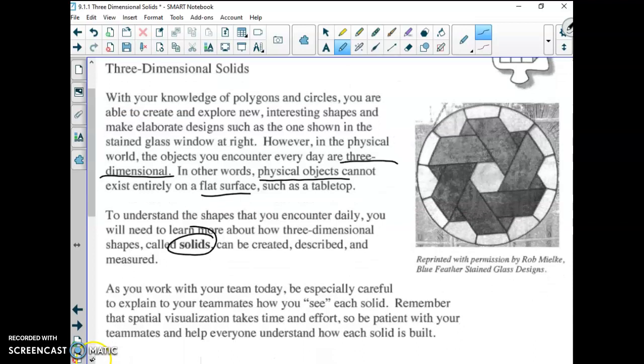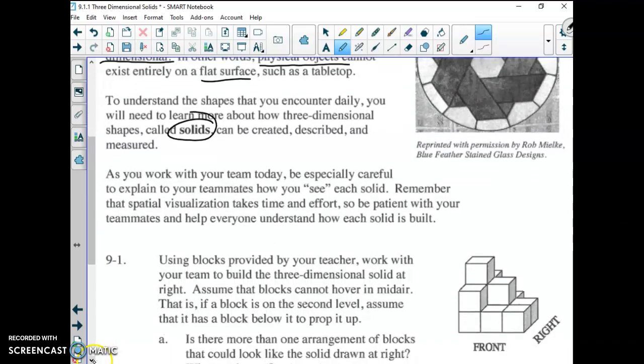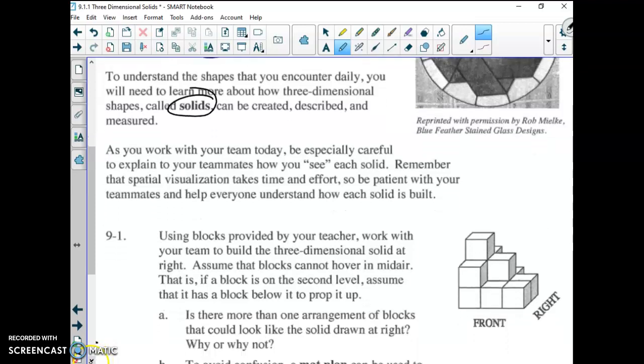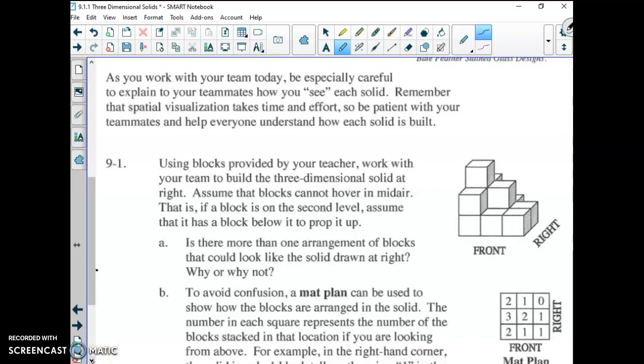Come on, scroll for me here. As you work with your team today, again, be especially careful to explain to your teammates how you see each solid. Remember that spatial visualization takes time and effort. So be patient with your teammates and help everyone understand how each solid is built. So please do your best to be patient and be kind.